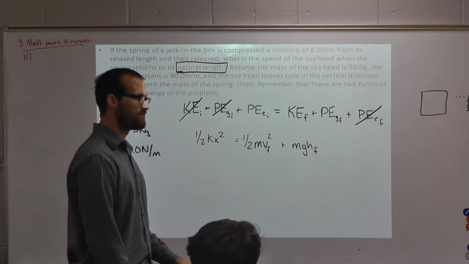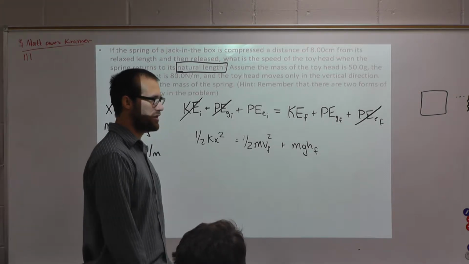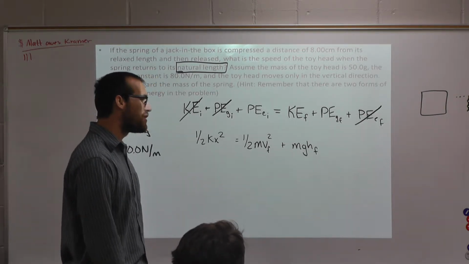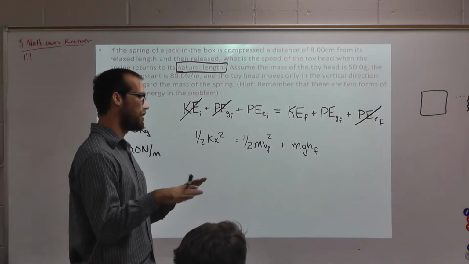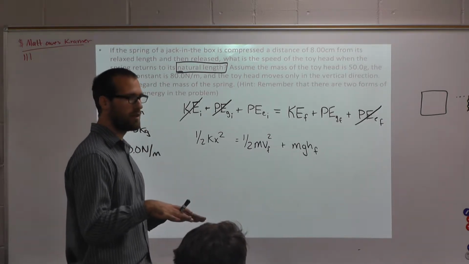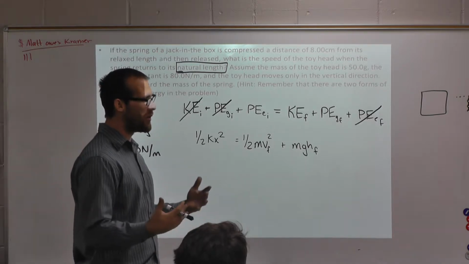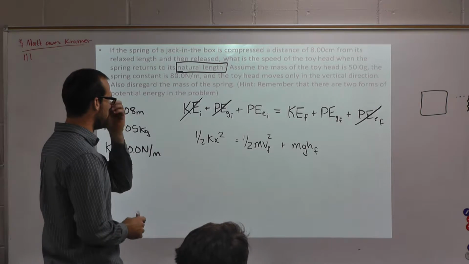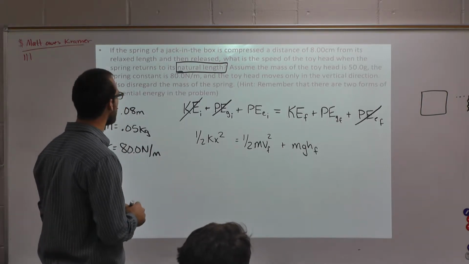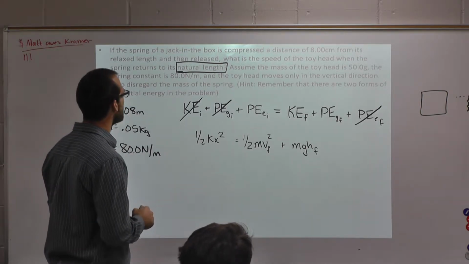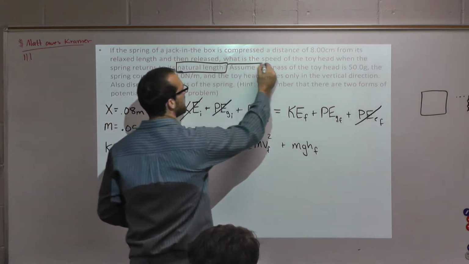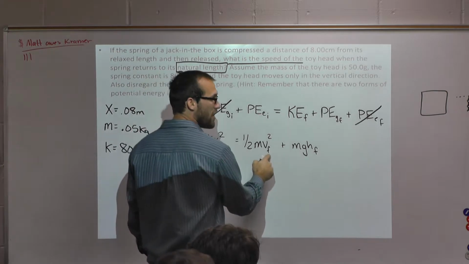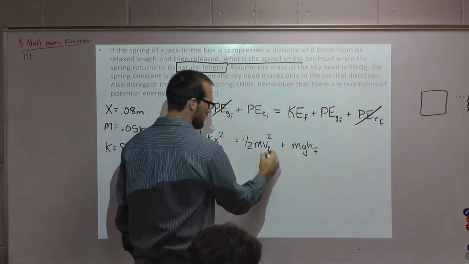Everyone see what we got so far? If you want to break it up and solve it one part at a time, that's fine. I'm going to do it all at once. That's fine. Okay? So what exactly are we solving for in this problem? What is the speed, velocity, of the toy head when the spring returns? So this would be your VF is what we're solving for.